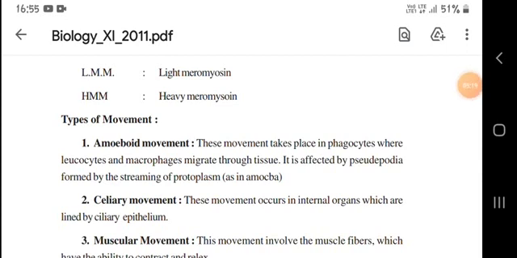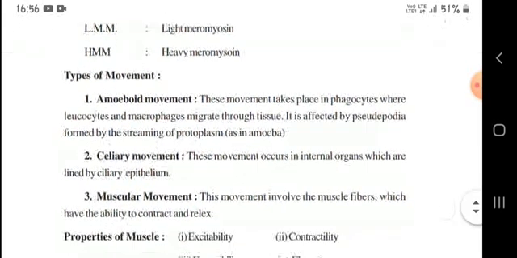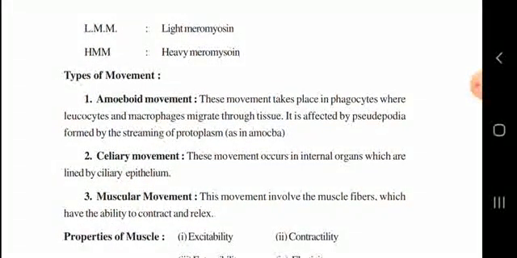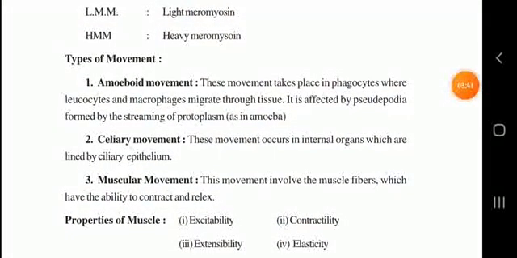Next, types of movement. Amoeboid movement: the movement that takes place in phagocytes, where leukocytes and macrophages migrate through tissue, and this is effected by pseudopodia formed by streaming of protoplasm, as in the movement of amoeba. Next, ciliary movement: this movement occurs in internal organs which are lined by ciliated epithelium. And muscular movement: the movement involving the muscles.